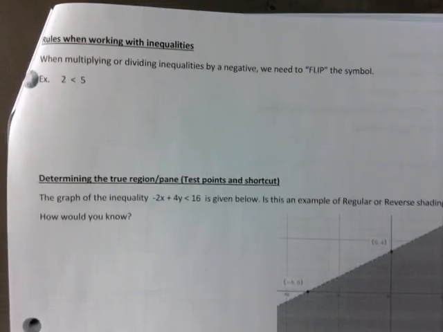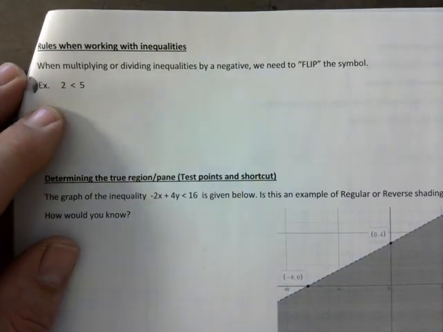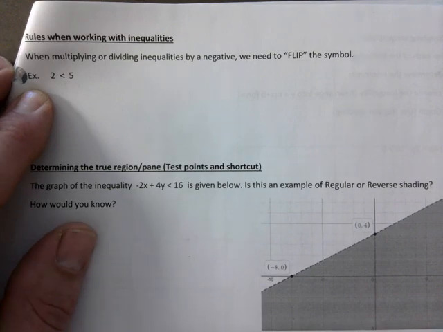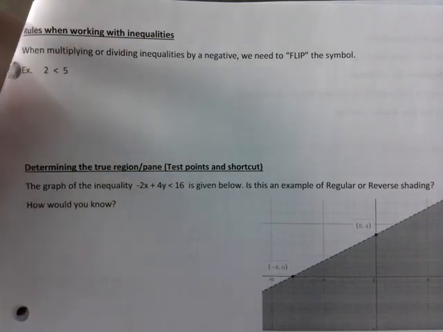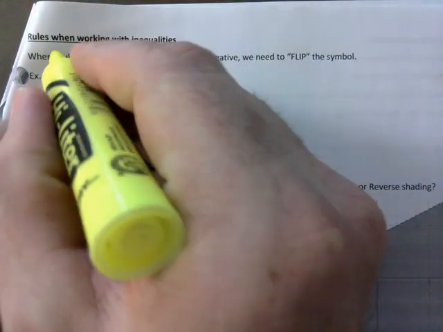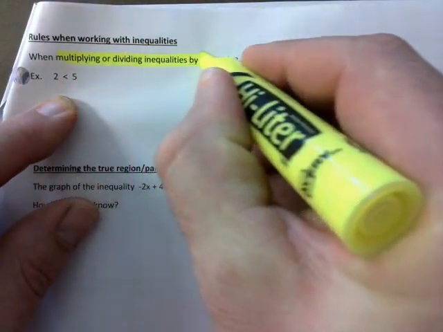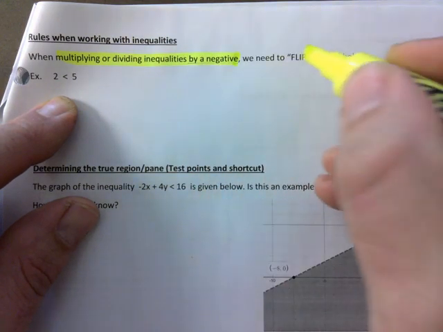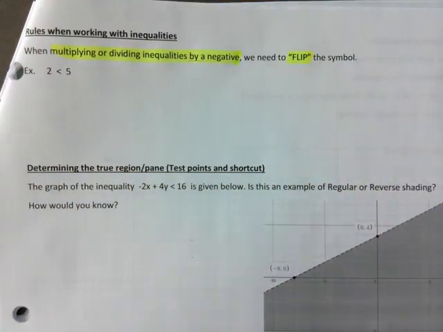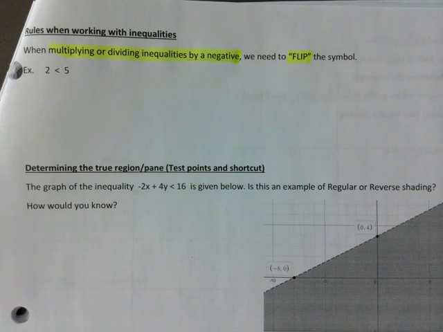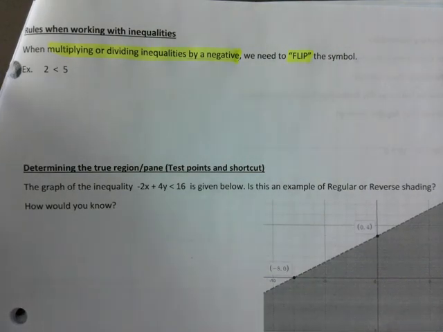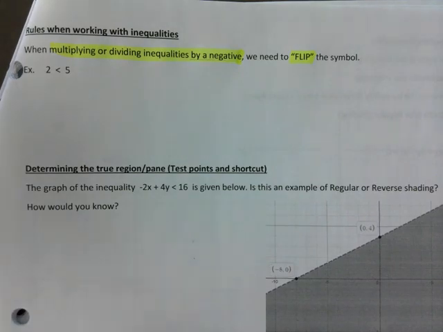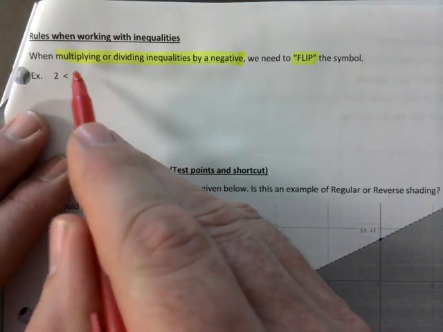Rules. There's that one rule you need to remember. Don't forget this one. So on page 18, rules on working with inequalities. When multiplying or dividing by a negative, we flip the symbol. What is that supposed to mean? Let's just take this one for example here.